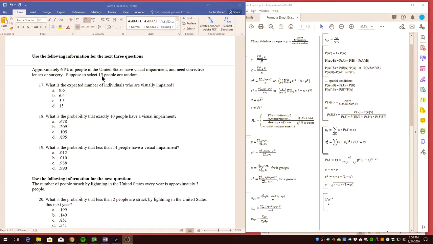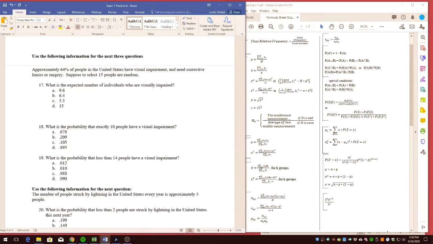And we're looking at 15 people, so that's going to become our number of trials, right? So our n is 15. Our probability of success, p, is equal to 0.64. If I want the expected number of individuals who have a visual impairment, I look at these values. Well, first of all, 15 shouldn't make any sense, right? If the mean or expected number of people to have a visual impairment out of 15 was 15, it would have to be that the probability of having a visual impairment is 100%, right?